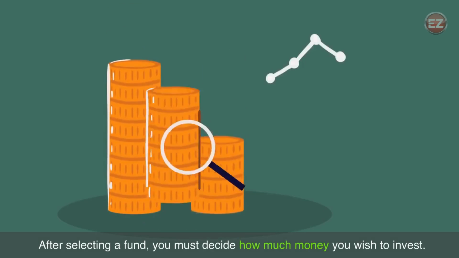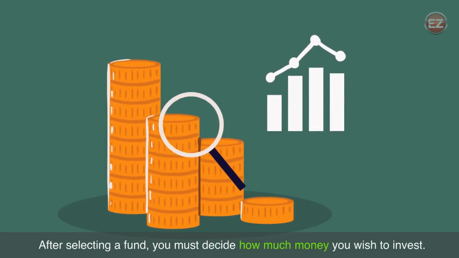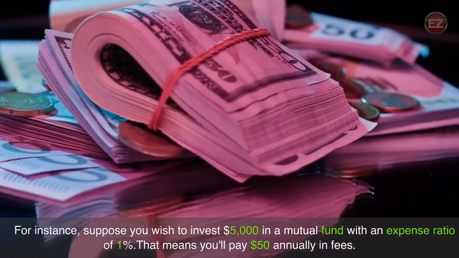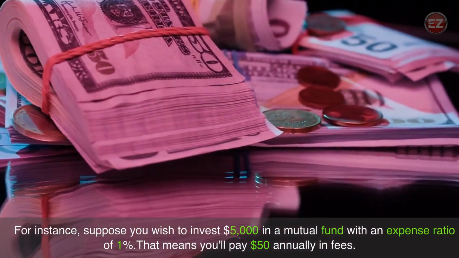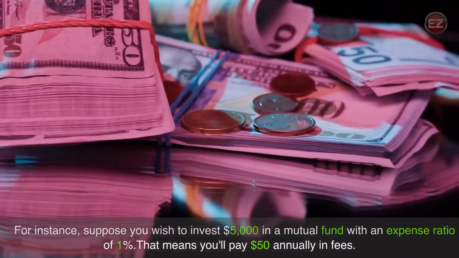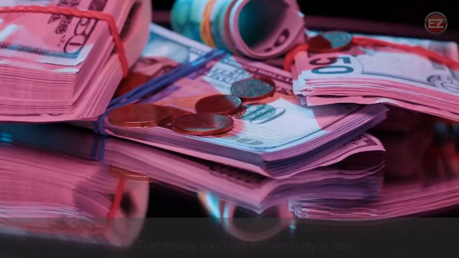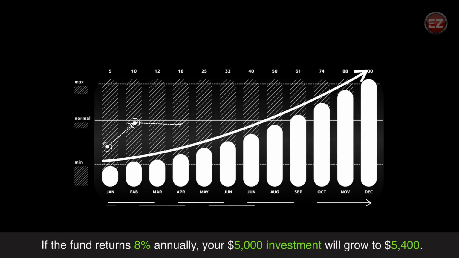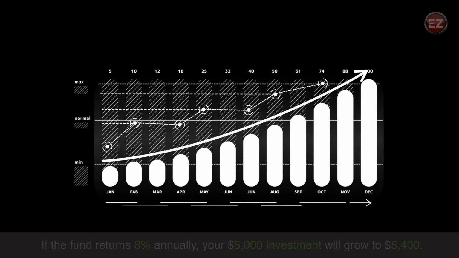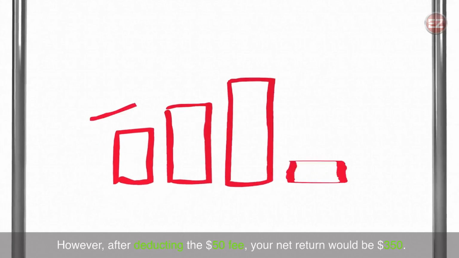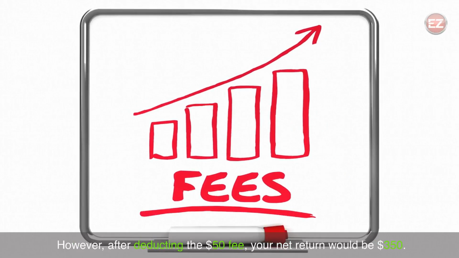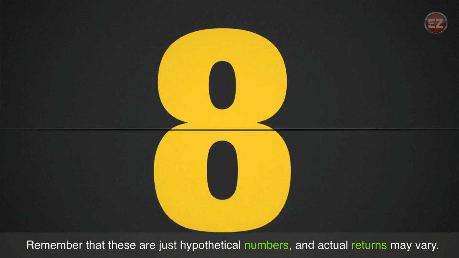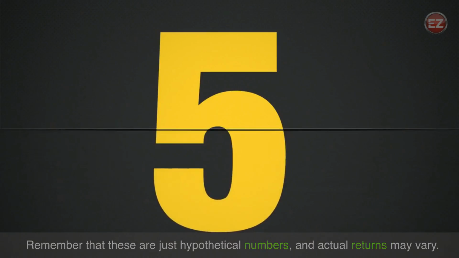After selecting a fund, you must decide how much money you wish to invest. For instance, suppose you wish to invest $5,000 in a mutual fund with an expense ratio of 1%. That means you'll pay $50 annually in fees. If the fund returns 8% annually, your $5,000 investment will grow to $5,400. However, after deducting the $50 fee, your net return would be $350. Remember that these are just hypothetical numbers, and actual returns may vary.